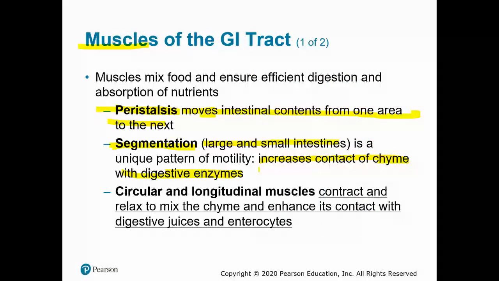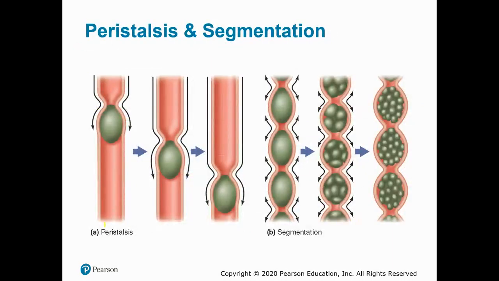So again, segmentation is helping with digestion. I mean, it's all helping with digestion, but segmentation is a little bit of mixing. The two types of muscles we have are circular and longitudinal. They contract and relax to mix the chyme and enhance its contact with the digestive juices and enterocytes. So here's peristalsis, right? Movement linearly from one area to the next. Segmentation, again, we see this in the small and large intestine as we're mixing stuff up so that the chyme, which is the digestive products, and the digestive juices can mix together.